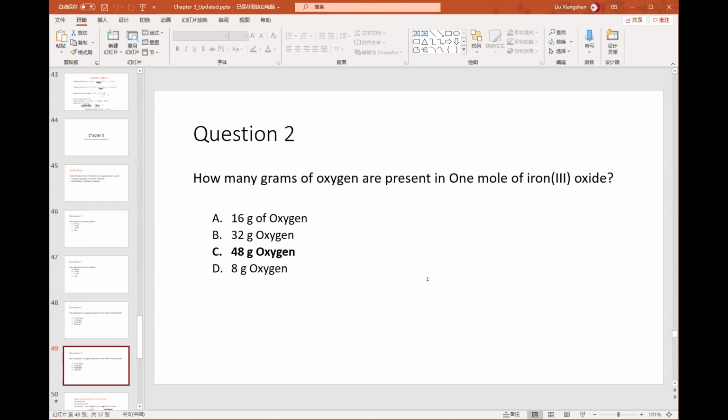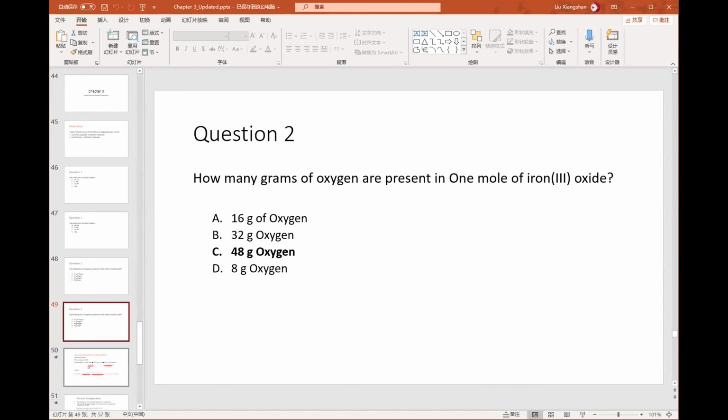Because iron oxide is Fe2O3, 1 mole of iron oxide should have 3 moles of oxygen, and 3 times 16 is 48 for oxygen. Okay, that is question number 2.